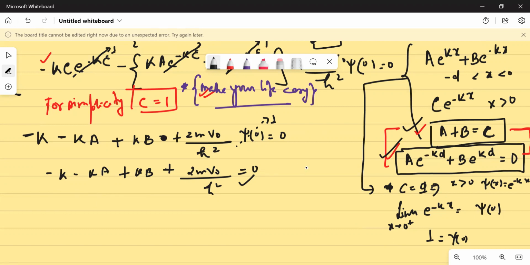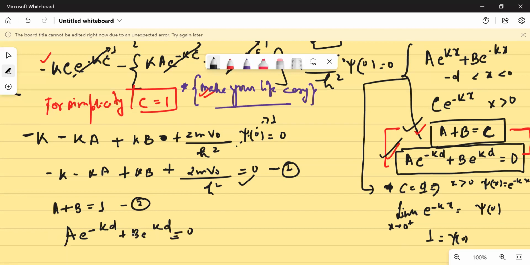Now just try to find, quickly tell me, what will be a, b and c. So I'm giving you 3 equations. This is the first equation, this is your second equation, and the third equation is a e to the power minus kd plus b e to the power kd is equal to 0.